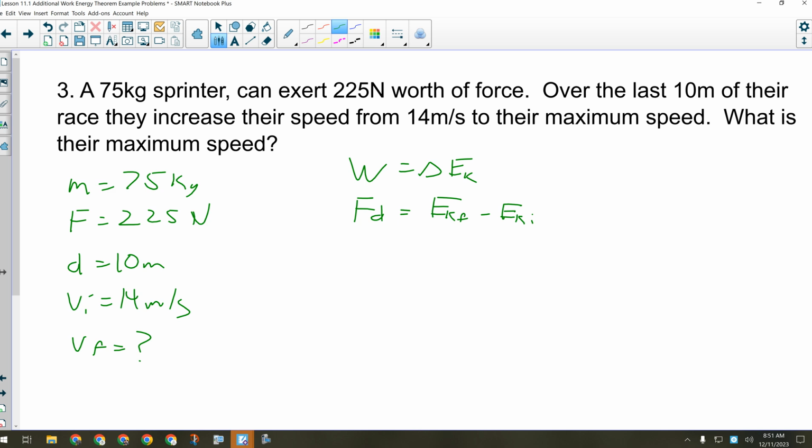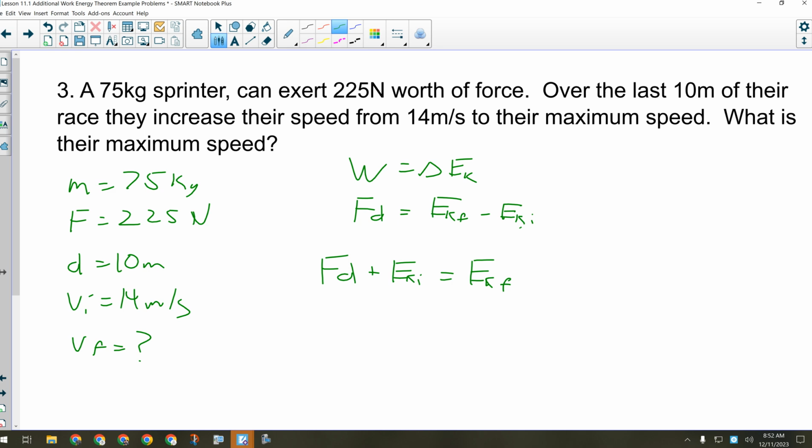EK final. All right, so I want to get EK final by itself before I put the 1/2 mv squared in. What do I have to do with EK initial? Add it to the other side, right? Do the opposite. So the change in energy, force times distance, plus the initial kinetic energy should equal my final kinetic energy if I'm talking that through logically.